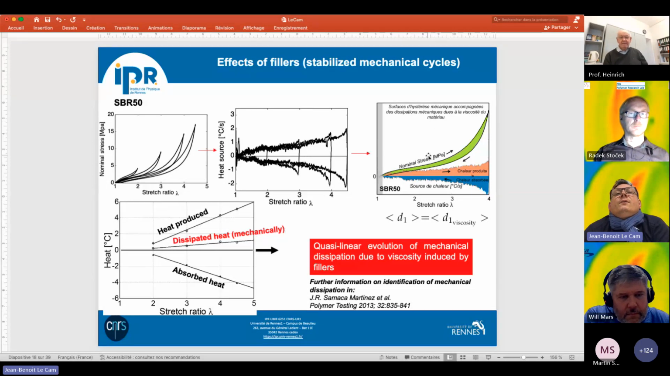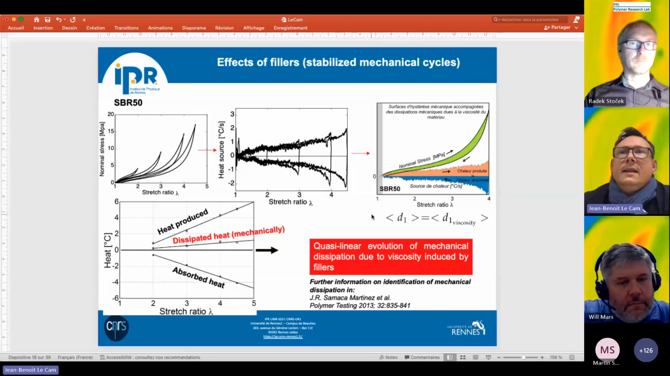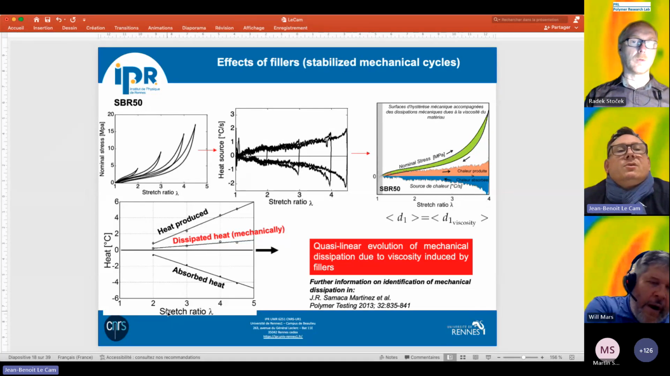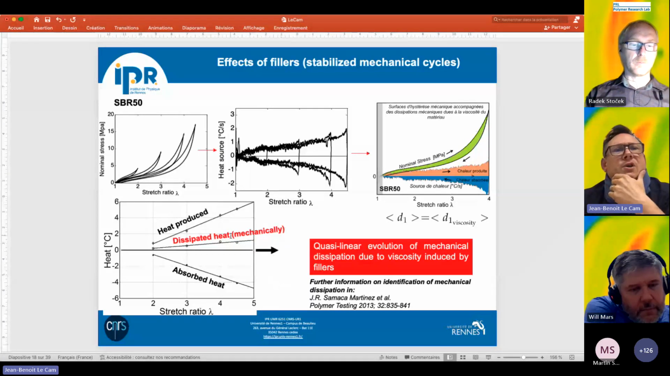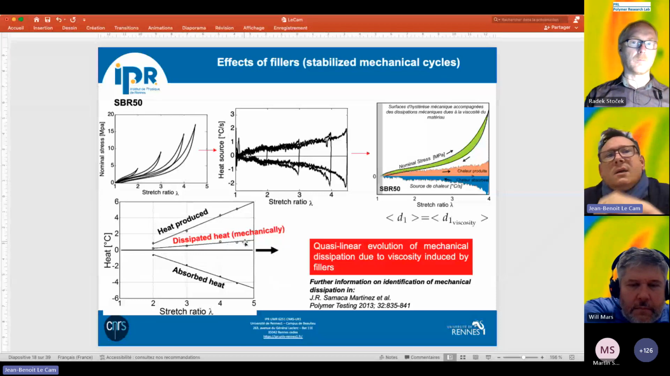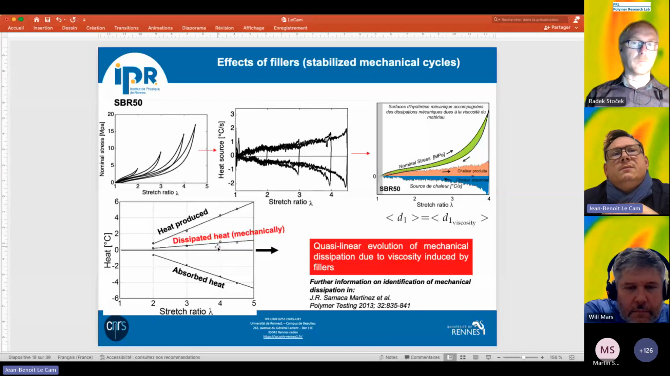So we obtain the intrinsic dissipation, which is only due to viscosity. We assume that there is no damage and that there is no contribution of the Mullins effect. Okay? So if we plot the intrinsic dissipation versus the stretch ratio, this is just an illustration of what we can do with such a calorimetric approach. We can find here, in this case, a linear relationship between the dissipated heat and the stretch ratio.